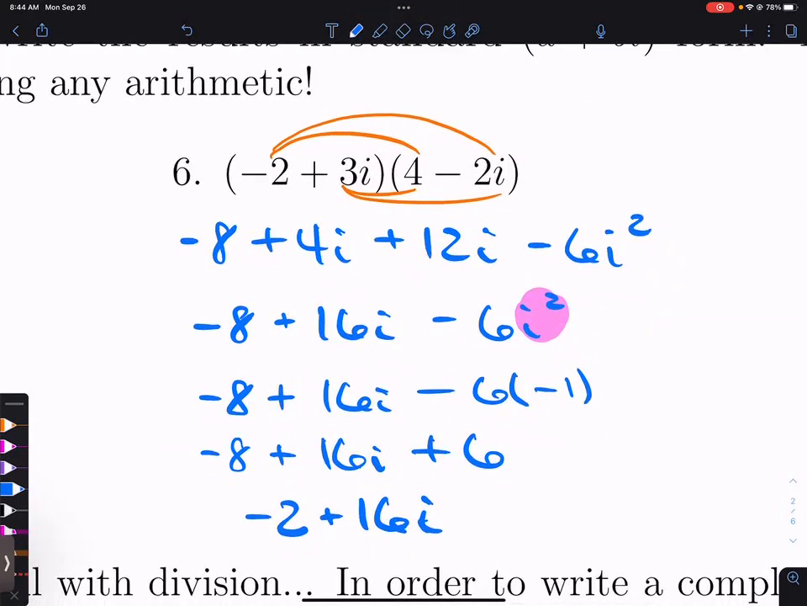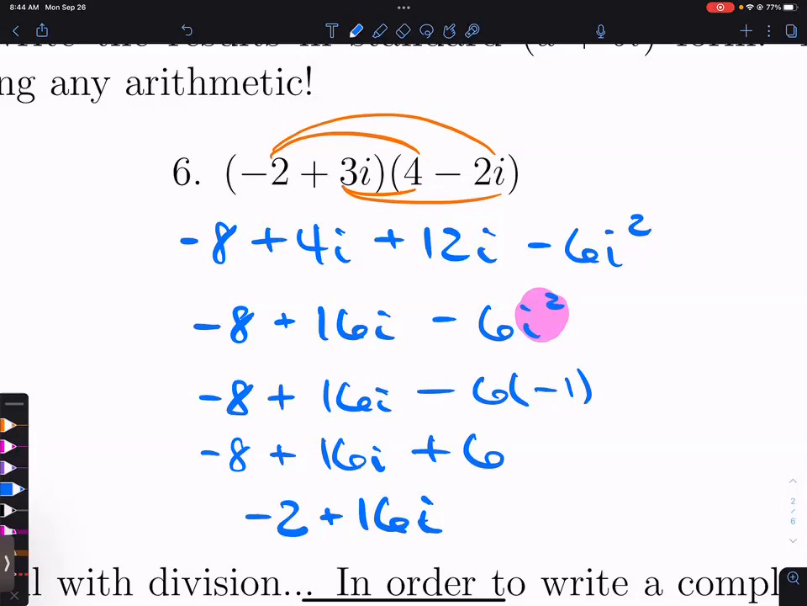By the way, I'm using kind of a scripty i. Just do something to make sure that you can tell that your i's are i's, and that I can tell that your i's are i's, whatever that looks like for you.